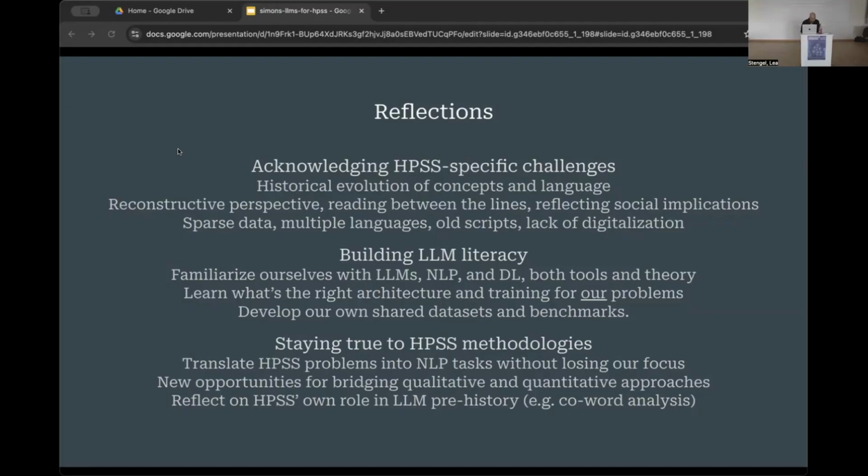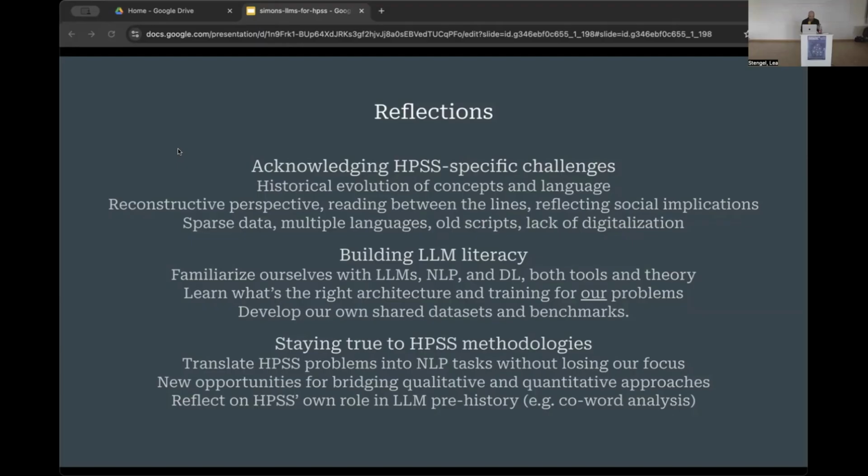And yeah, we should develop our own shared data sets and benchmarks. And the last thing is that we should stay true to our own HPSS methodology. So while we need to translate our HPSS problems into NLP tasks, we need to keep our focus. So we need to make sure that these tasks like classification and whatever generation and summarization and all of these NLP tasks, that these don't kind of hijack our purpose. If you know what I mean.